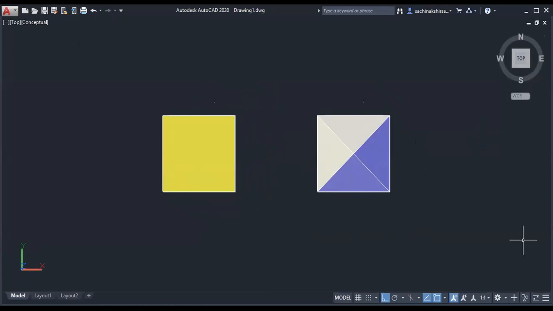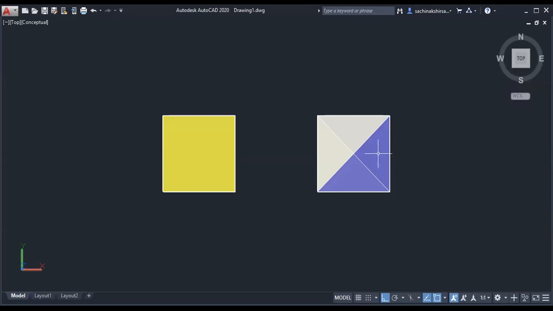Left hand side, top view of square prism. What is the top view of square prism? Square. Right hand side, what is the top view of square pyramid? Whether it will be only square or we have to join its diagonal? Join its diagonal. We have to join its diagonal.